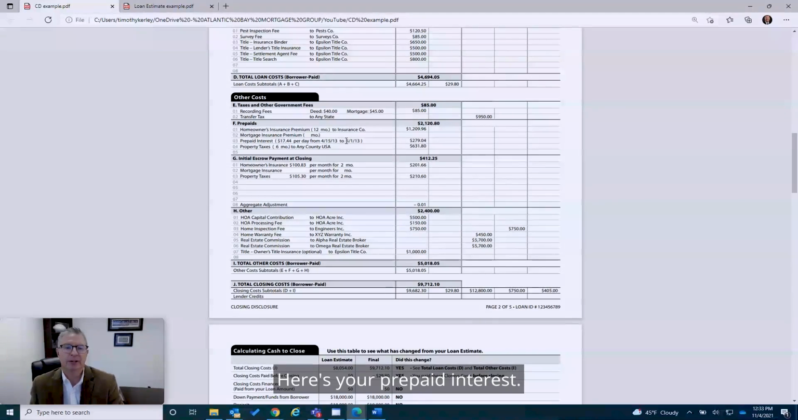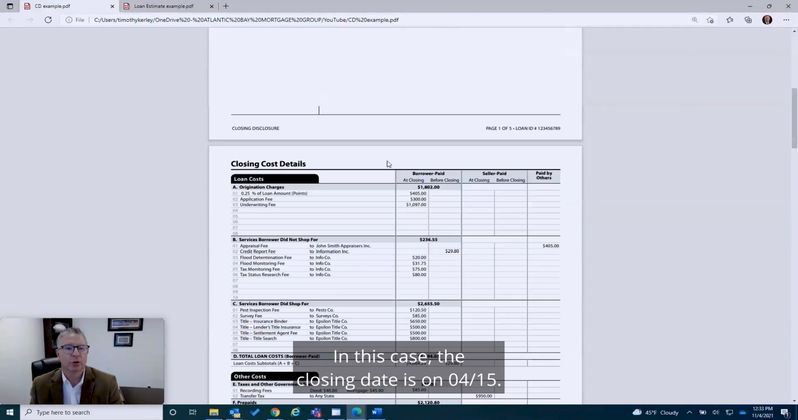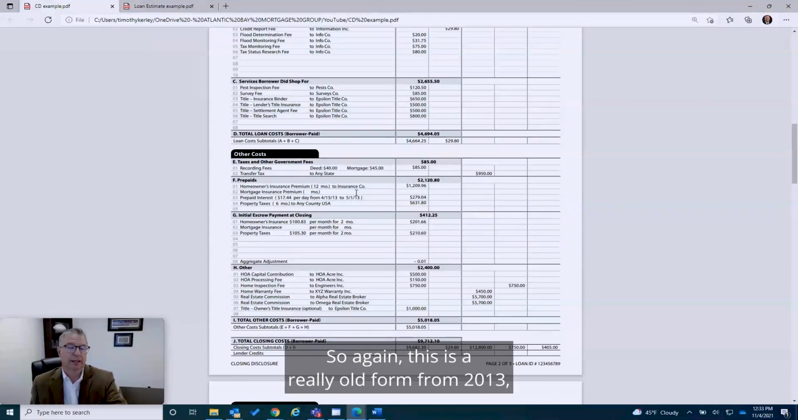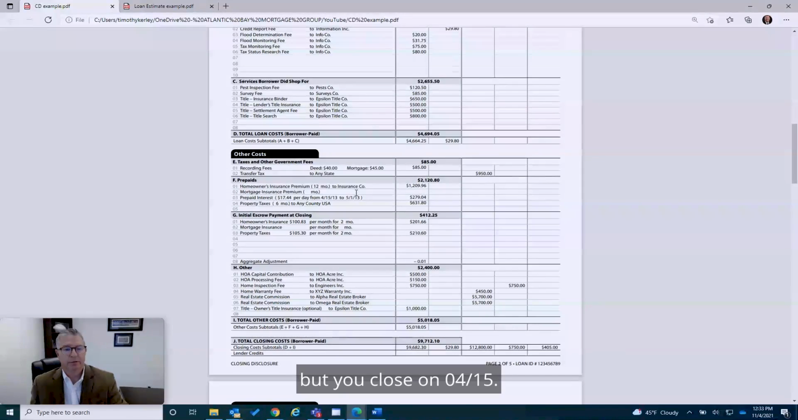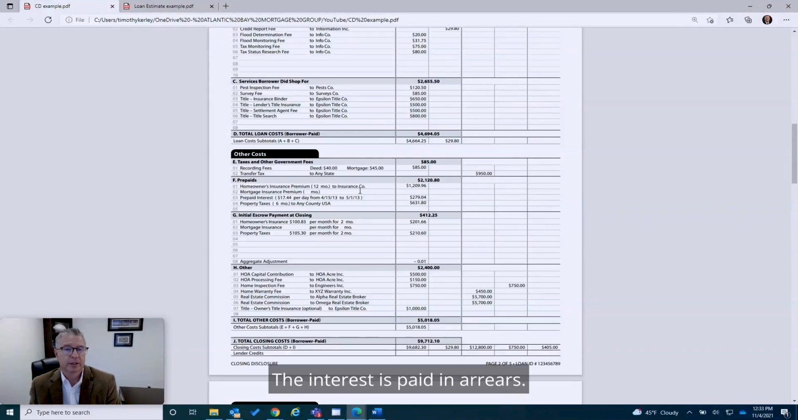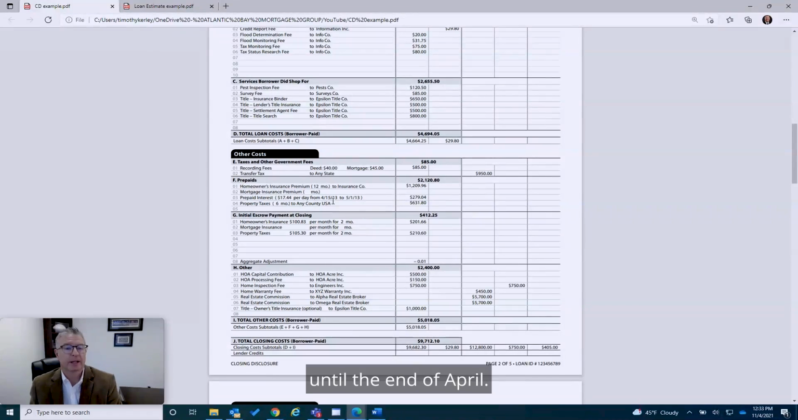Here's your prepaid interest. So keep in mind, from the day you close, in this case, the closing date is 4/15. So again, this is a really old form from 2013, but you close on 4/15, you would not have a payment until June 1st. Interest is paid in arrears, so you're going to owe some interest from that closing date until the end of April, and that's where that comes in.